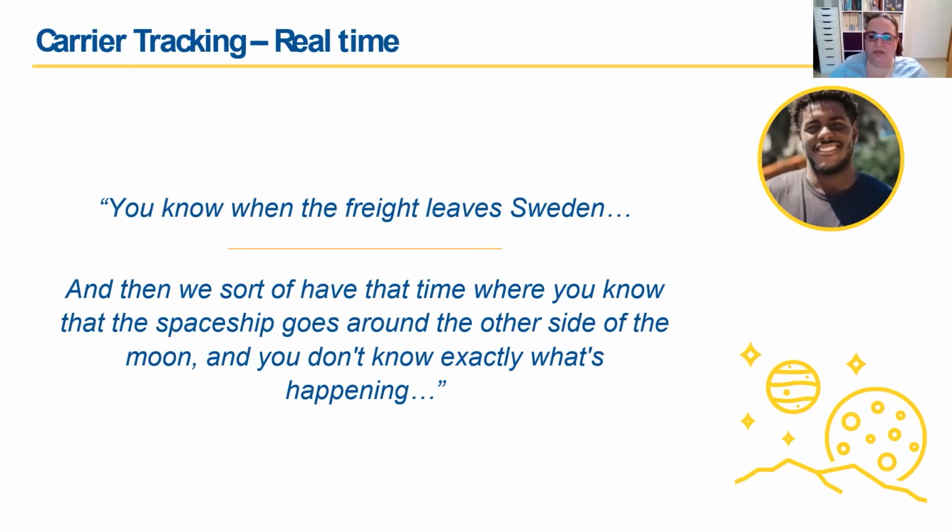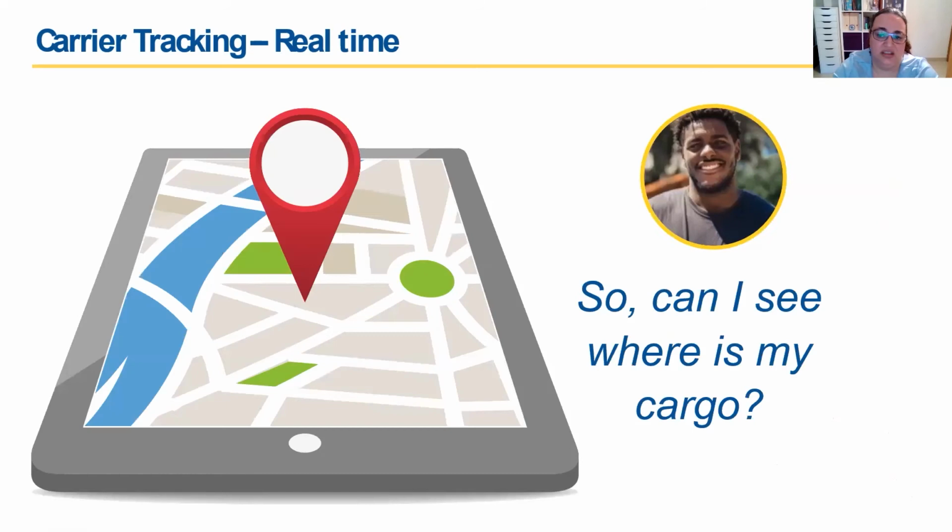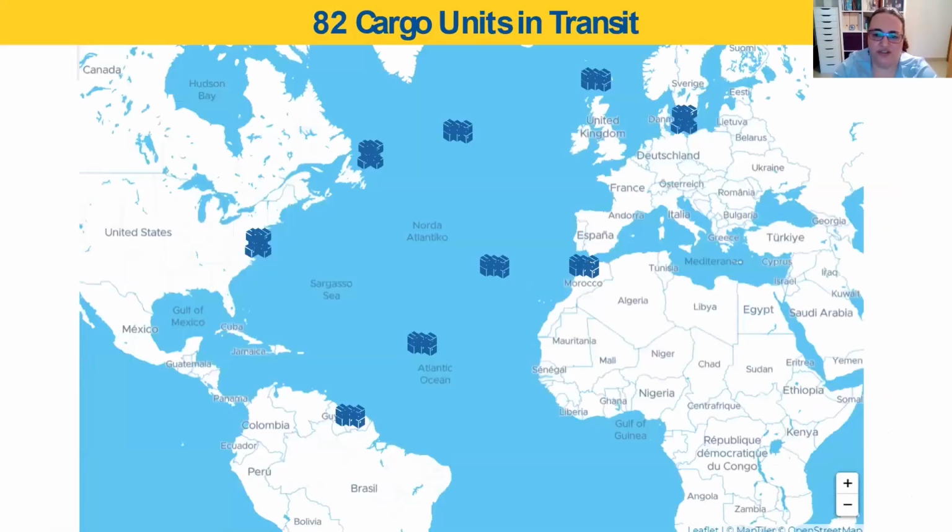And this is one of the problems that my startup was trying to solve. So we told him we have a device that can help you see where your things are, even when they're at sea. And so he asked, okay, can I see where my cargo is? And we said, of course, you just put an IoT device and we will display where every one of the pieces of cargo is. Now that is a little bit overwhelming, because here we have 82 cargo units in transit. Some of them are grouped together. All of them are grouped together.